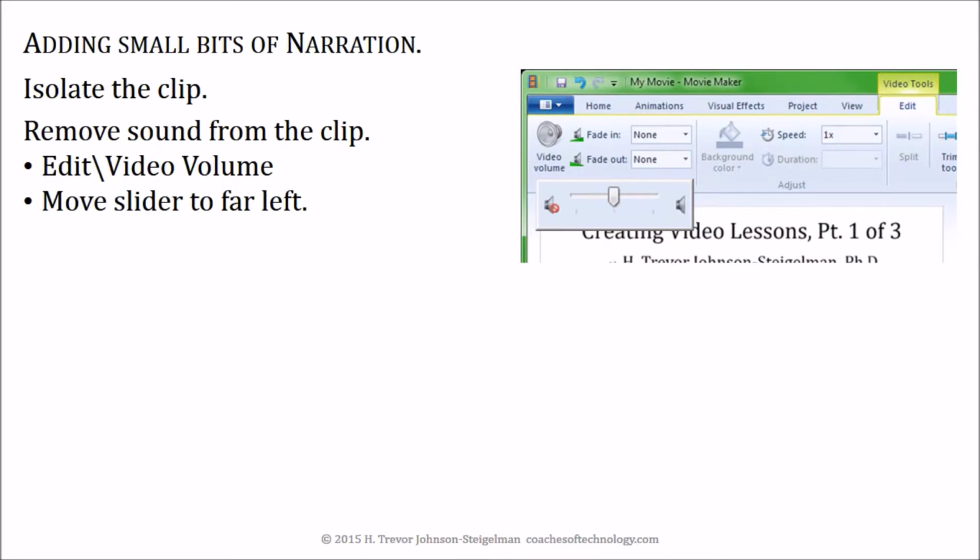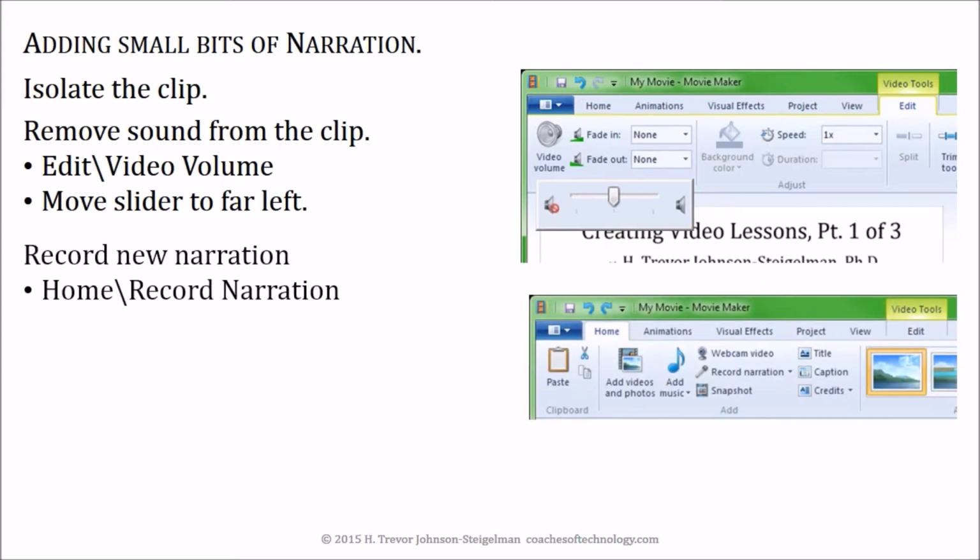Now, you can add small bits of narration if you need to. Again, you need to isolate the clip and then remove the sound from it. And you can do that, again, by clicking the video volume and taking it all the way to the far left. Then you're going to record a new narration going back to the Home tab and clicking on Record Narration.